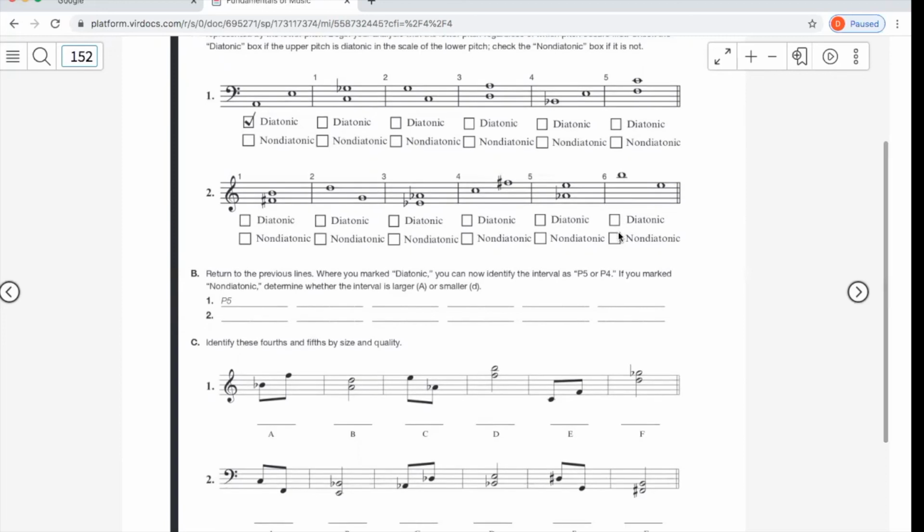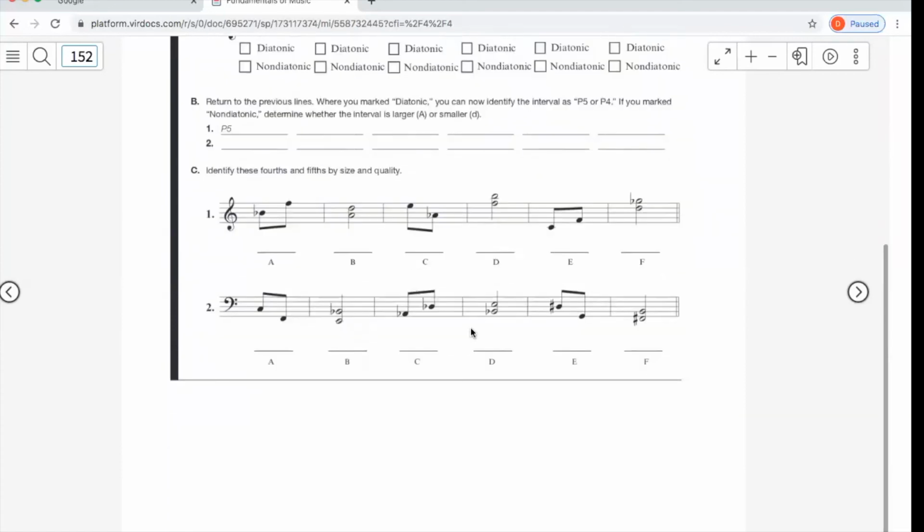Now they want you to say if it's a perfect fourth or fifth if they were diatonic. So I'll just show you where those are, okay? This is a perfect fifth, no, perfect fifth, no, perfect fifth, perfect fourth, perfect fifth, perfect fourth, no, no, and a perfect fifth there.